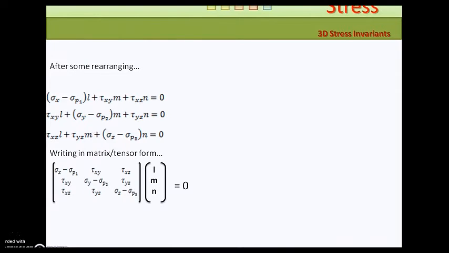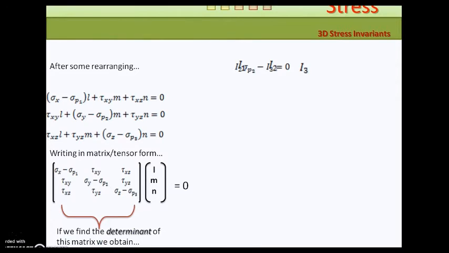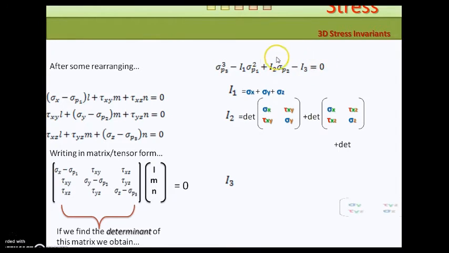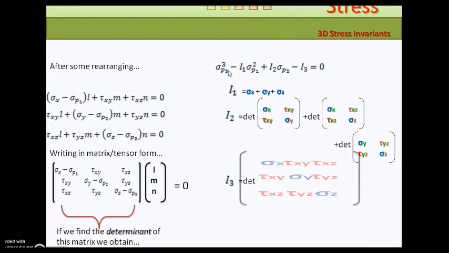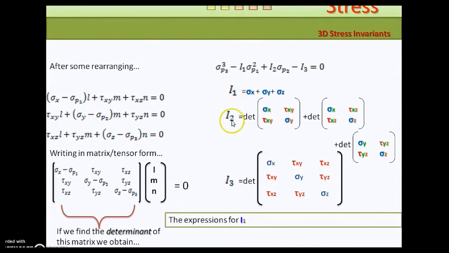Essentially all we're doing here is removing the plus signs and separating the stress terms from the lengths L, M, and N. We obtain this equation by finding the determinant of this matrix. And the stress invariants I1, I2, and I3 can be calculated as follows.